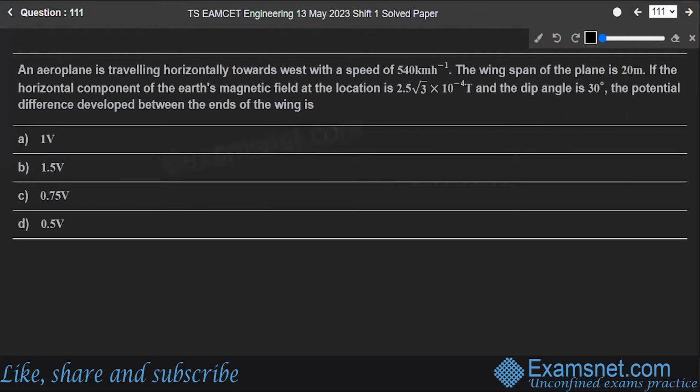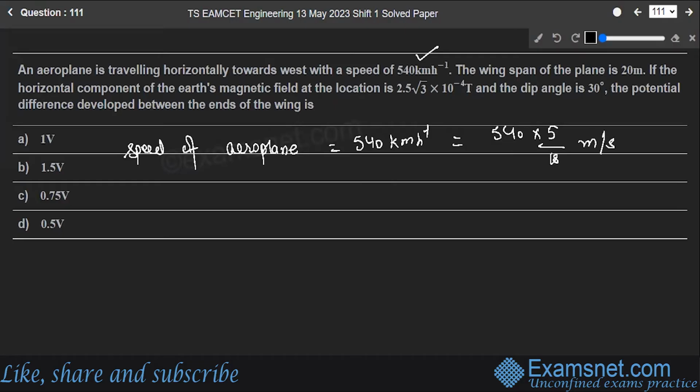An aeroplane is traveling horizontally towards the west with a speed of 540 km per hour. The wingspan of the plane is 20 meters. If the horizontal component of the Earth's magnetic field at the location is this much and the dip angle is 30, the potential difference developed between the ends of the wing is. Okay, first thing, you are given the speed of the aeroplane, 540 kilometer per hour. Let's do the conversion of 540 into meters per second. So this will be a total of 150 meters per second.